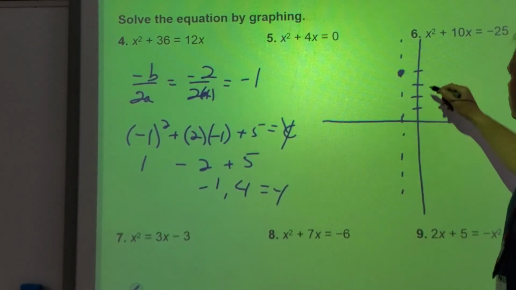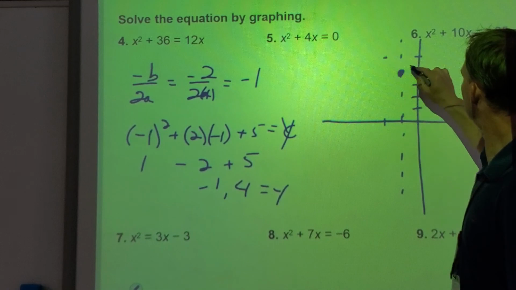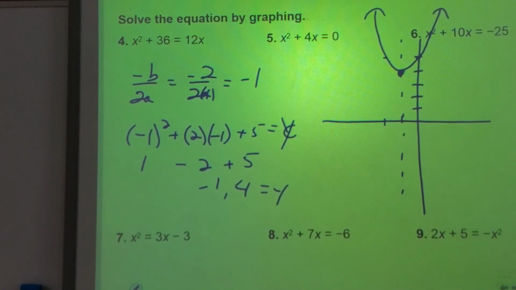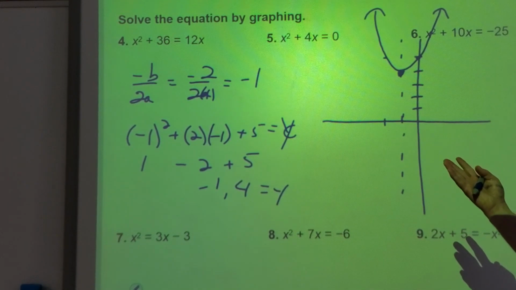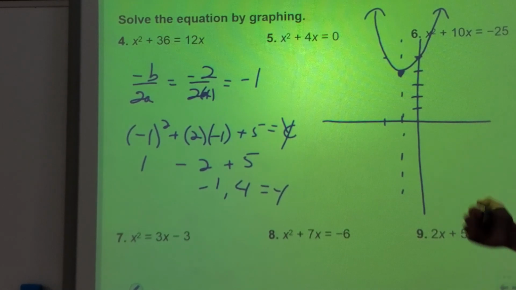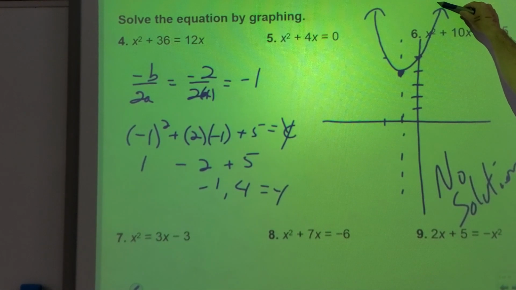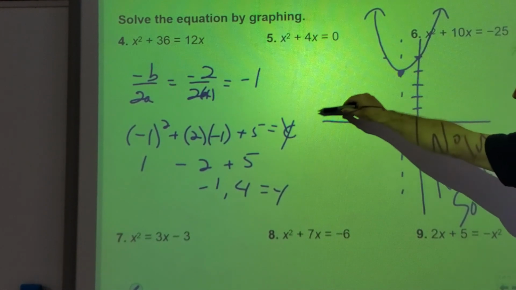There's my graph. Where does that hit the x-axis? Yeah, it doesn't hit the x-axis, does it? Okay, so what do you think the answer is? There you go. If I have a graph that goes up and the vertex is above the x-axis, it's not going to hit.